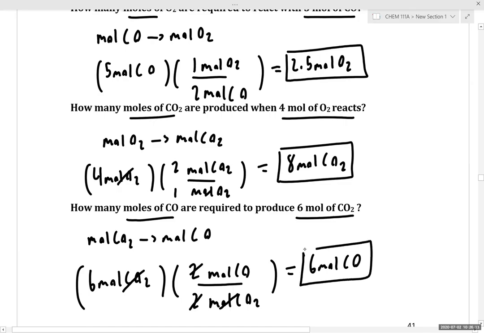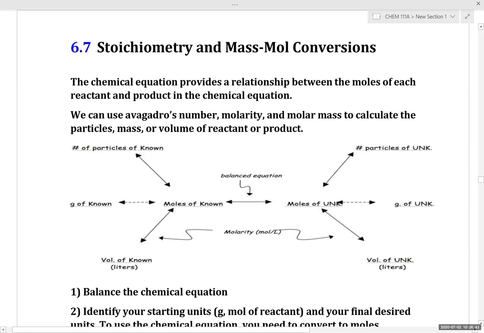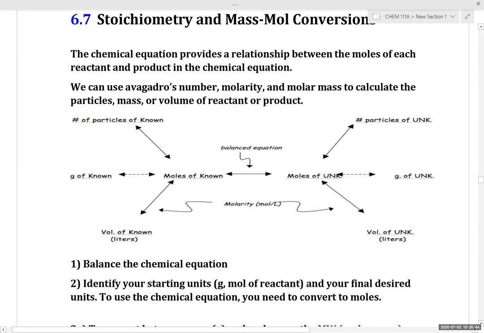Does this example make sense to everyone? Perfect. Any other questions on these examples? If not, let's start integrating stoichiometry with mass mole conversions.